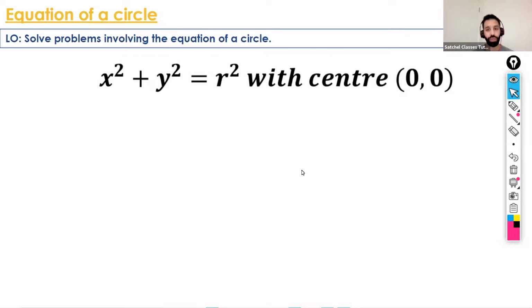Today we're going to learn about the equation of a circle. The equation of a circle with the center at 0, 0, or the center at the origin, is in the form of x squared plus y squared is equal to the radius squared.